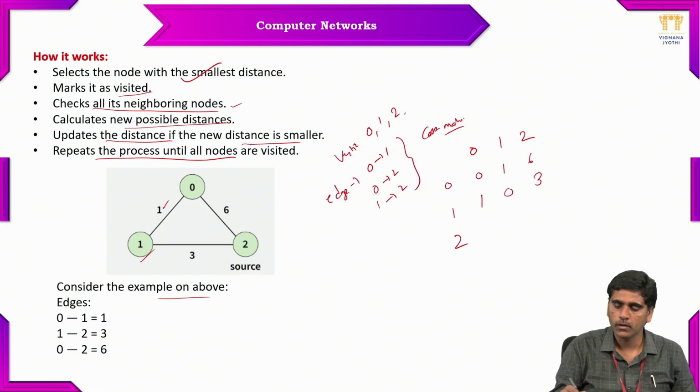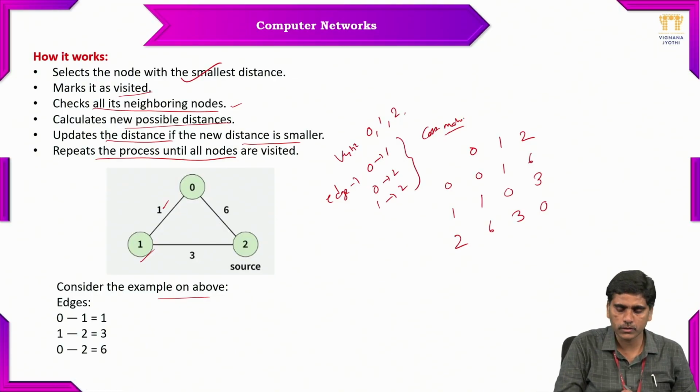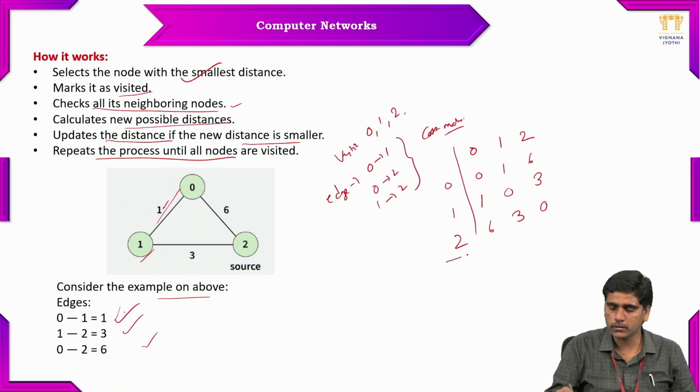And similarly take the distances for 2 also. 2 to 0 is 6. And 2 to 1 is 3. And 2 to 2 is 0, because it is a self distance. So now the edges are: 0 to 1, 1. 1 to 2, 3. 0 to 2, 6. So this is the cost matrix.